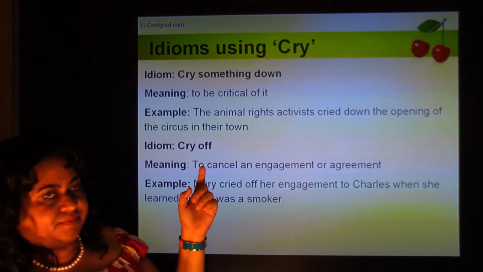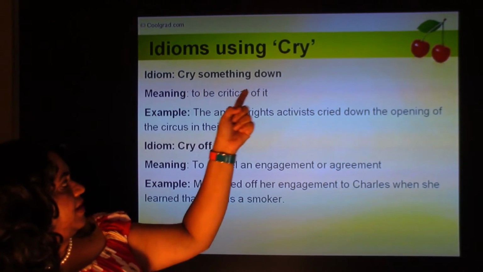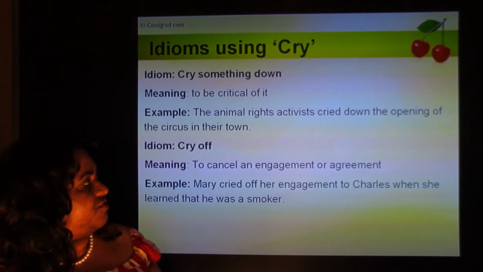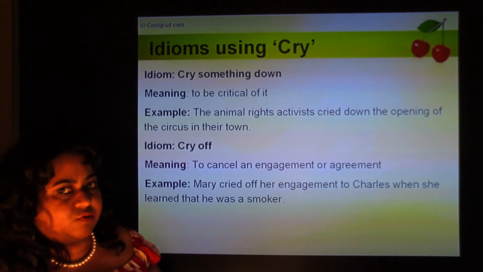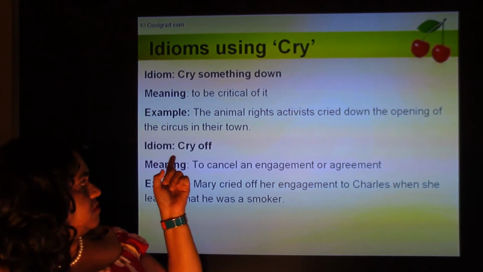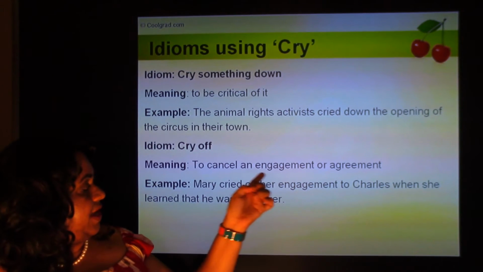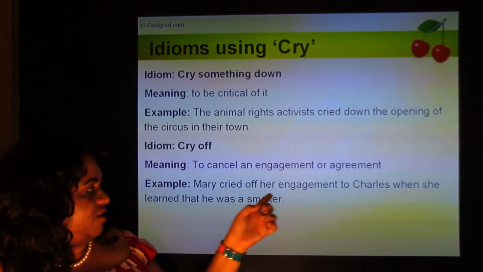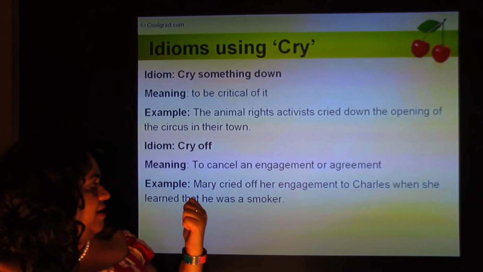Idioms using cry. Cry something down means to be critical of it. The animal rights activists cried down the opening of the circus in their town. Cry off, meaning to cancel an engagement or agreement. Example, Mary cried off her engagement to Charles when she learned he was a smoker.